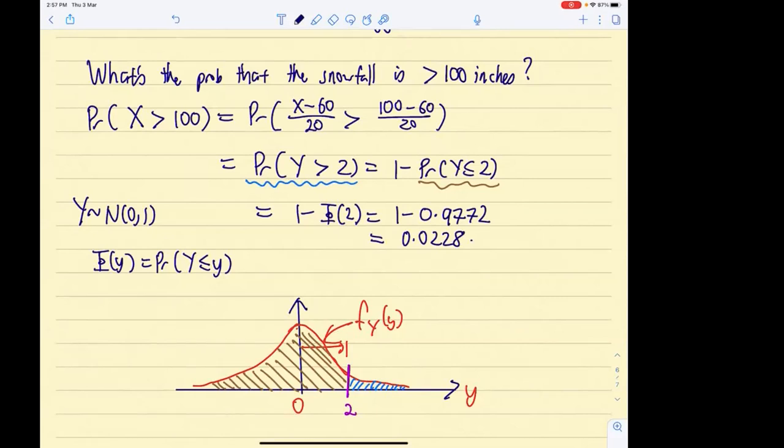So this is an example of normalization. You have a random variable that has some mean and some variance that is not 1. Then you take away the mean, you divide by the standard deviation, and you get a standard normal random variable, and then you can refer to the table. That's the procedure.